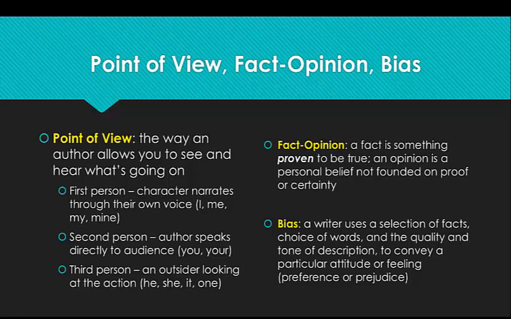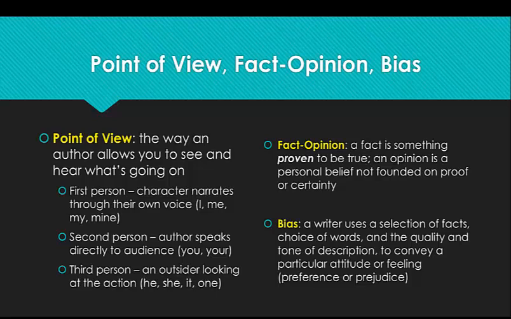Moving on to point of view, fact, opinion, and bias. These are three very separate things, but we all look for them in the same types of way. A point of view is the way that the author allows you to see and hear what's going on. There's generally three accepted points of view. The first is first person, where the character narrates through their own voice. So you would see things like I, me, mine, or we, something that indicates that the author is including themselves in the conversation.